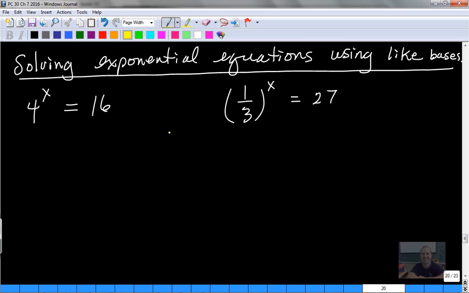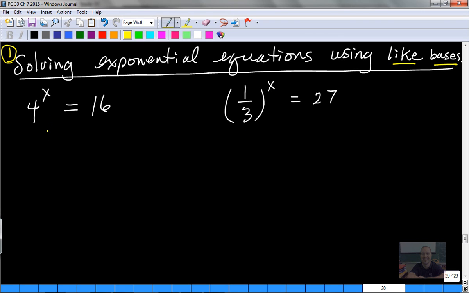All right, so the first method is solving exponential equations using like bases. Let me explain how this happens. In our first example here, here's a typical equation, and you can just look at this equation right now, you don't have to show any work, you just know that x equals 2. You know that just by looking at it. But when we get over to this one, it's maybe a little bit more complicated. You can't look at that and say, I know what x is. Maybe you can. But they're going to get tougher.